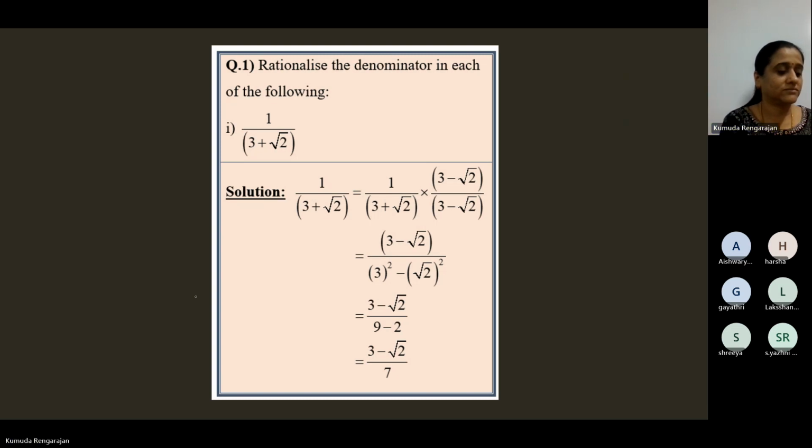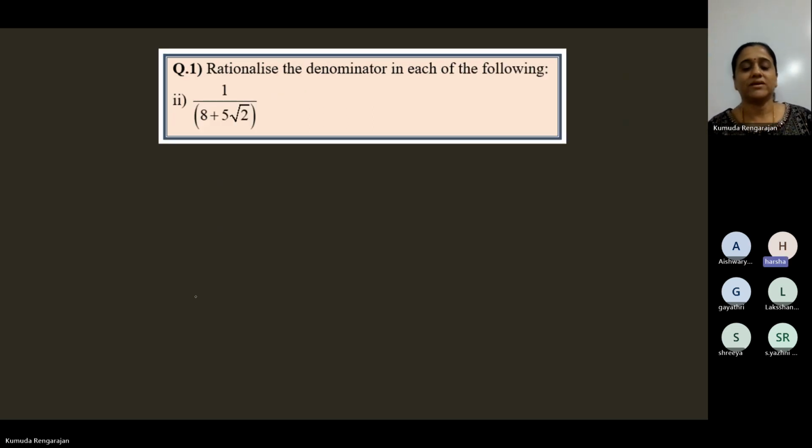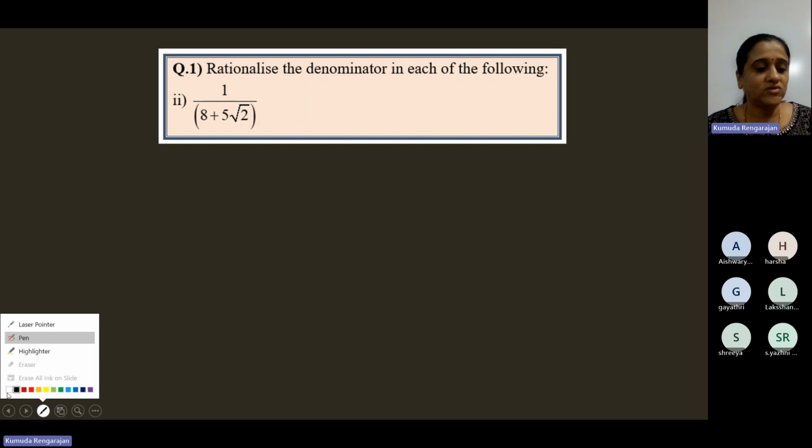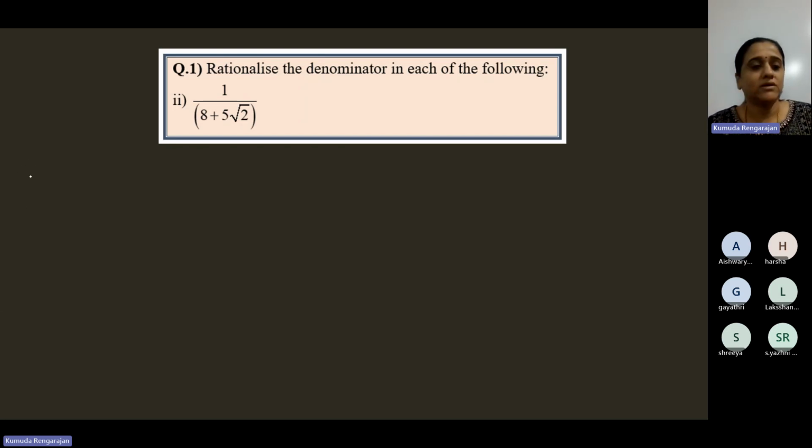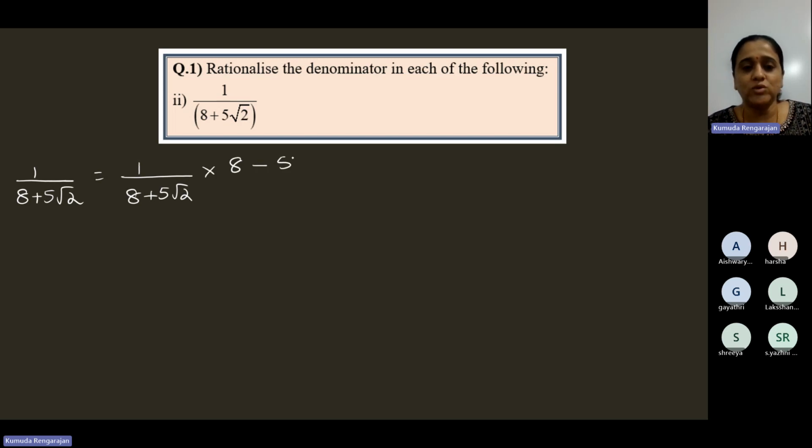Done, children? Yes, ma'am. This is the next one. You just do it together and then you can write it in your book. So the given number is 1 by 8 plus 5 root 2. So the conjugate of the denominator will be 8 minus 5 root 2. You'll have to multiply and divide by 8 minus 5 root 2.